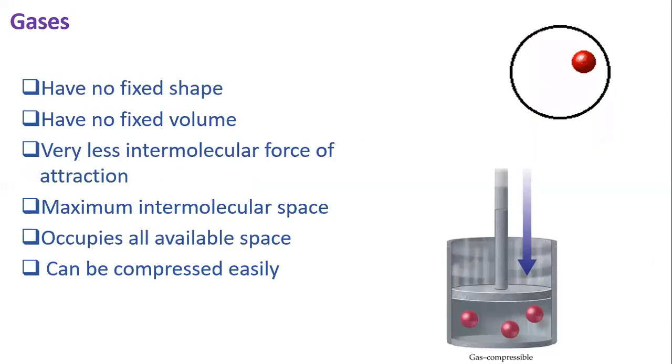Properties of gases. Gases have a definite mass, but they neither have a definite shape nor a definite volume. In gases, there is a very disorderly arrangement of particles when compared to solids and liquids. They have very less intermolecular force of attraction and hence maximum intermolecular space. And that's the reason gases occupy all the available space. Gases can be compressed easily.